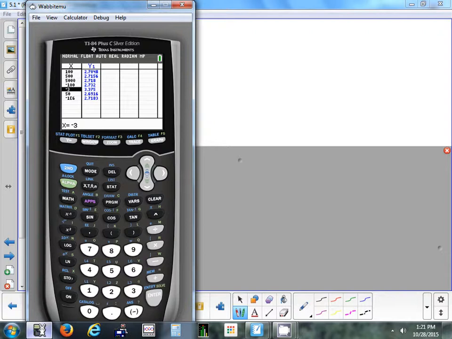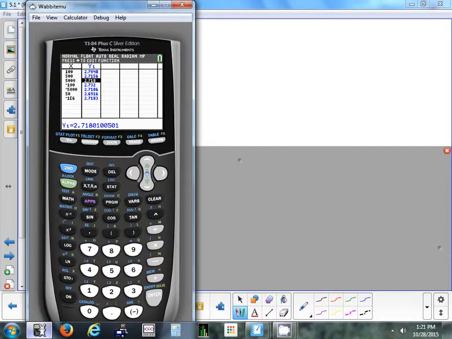Negative 100, 2.73. Negative 5,000, 2.7186. Okay, so negative 5,000, it was 2.7186 if we round up, 2.7180. So we're very close to this number 2.718 something.